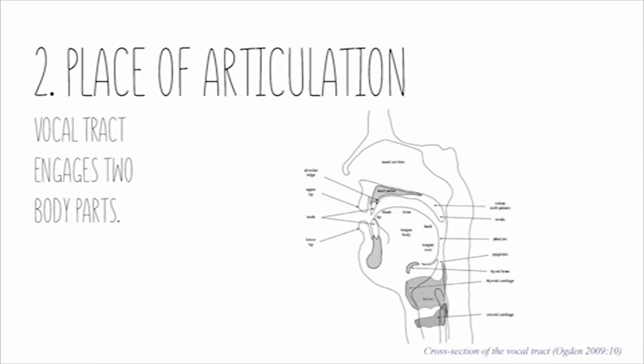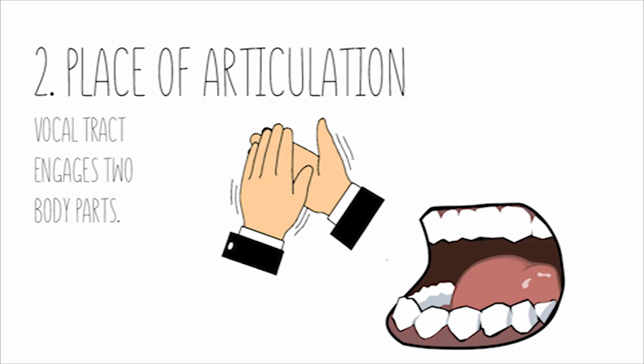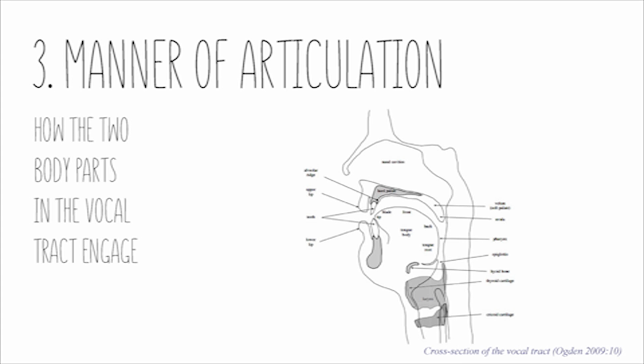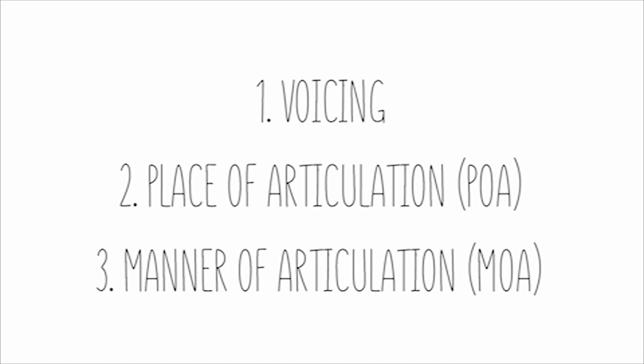The second one is place of articulation. Which part of your vocal tract should you engage in the articulation process? Of course, it would be more accurate to say which parts, because you need two parts. Like, you need two hands to make a sound. With one hand, you cannot make a sound. Even when you snap your fingers, you need two fingers. So for every sound, you need two articulators to get involved. Which two parts of the vocal tract are engaged? That's the second decision. The third decision is how they are engaged, which is manner of articulation. So: voicing, place of articulation, also called point of articulation, and last but not least, manner of articulation.